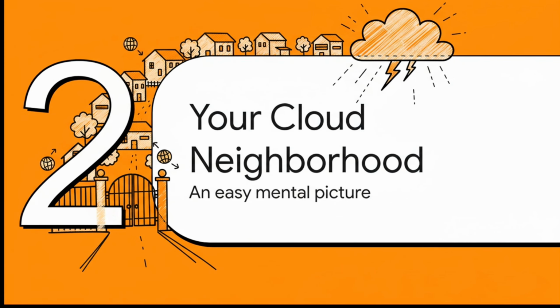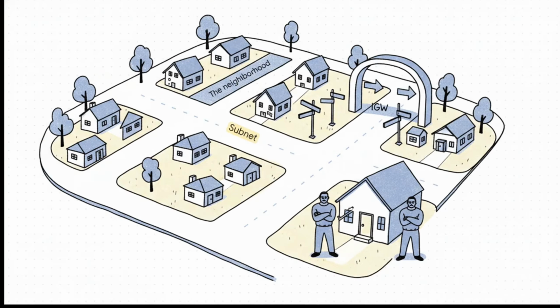To make this even clearer, let's build on that analogy a little bit. I want you to imagine that your entire AWS cloud is like a private gated neighborhood. Seriously, get that picture in your head because it's going to be our guide for the rest of this. So let's map this out. That techie term, VPC, that's your whole private neighborhood.